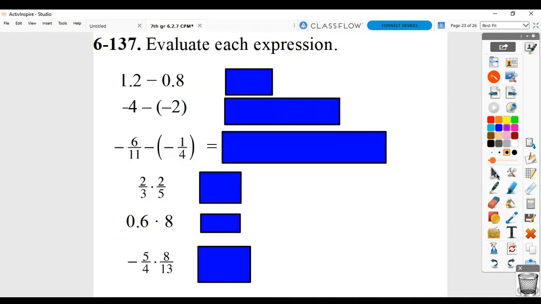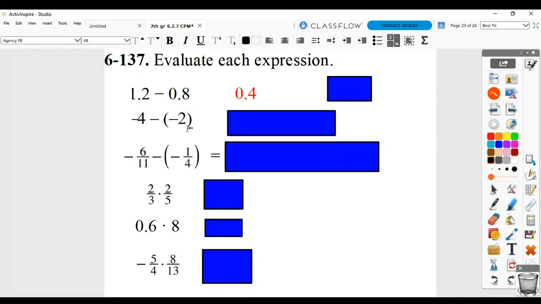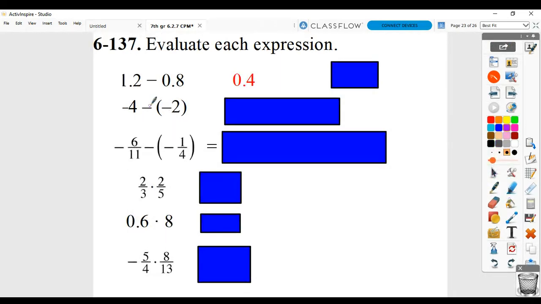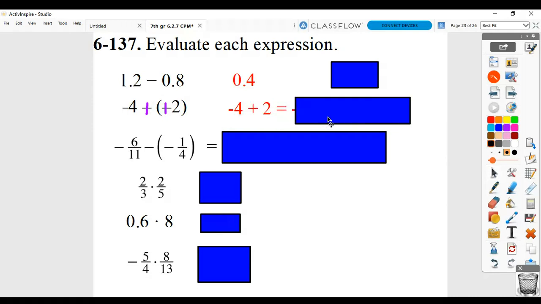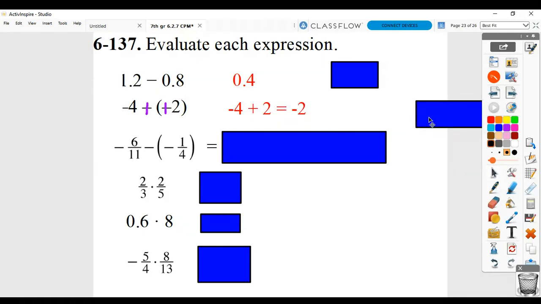All right, for 6.137, you're going to evaluate, find the value. 1 2/10 minus 8/10 is 4/10. For the second one, we would do a keep change. So we would change it to adding the opposite, because subtracting integers, remember, is adding the opposite. So I rewrote it here. And then negative 4 plus 2, of course, is negative 2.